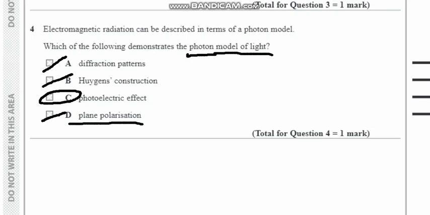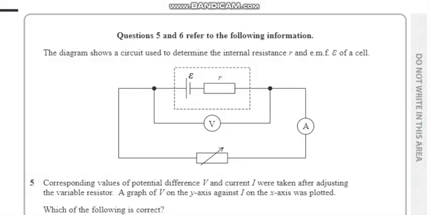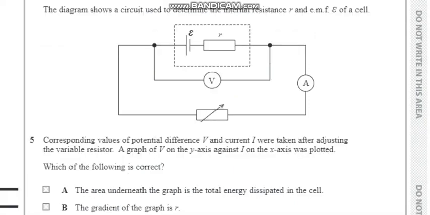Moving on to the last question of this video. Questions 5 and 6 refer to the following information. The diagram shows a circuit used to determine the internal resistance R and EMF epsilon of the cell. Corresponding values of potential difference V and current I were taken after adjusting the variable resistor. A graph of V on the y-axis against I on the x-axis was plotted. Which of the following is correct?